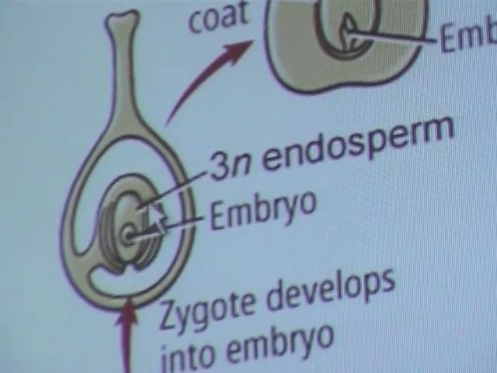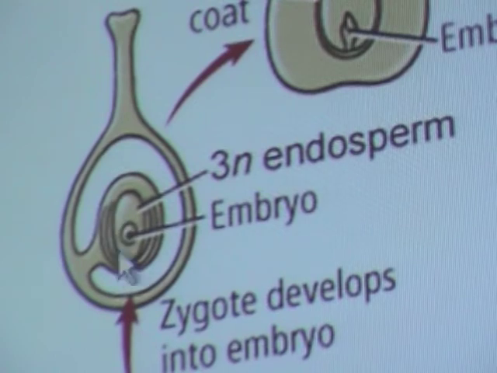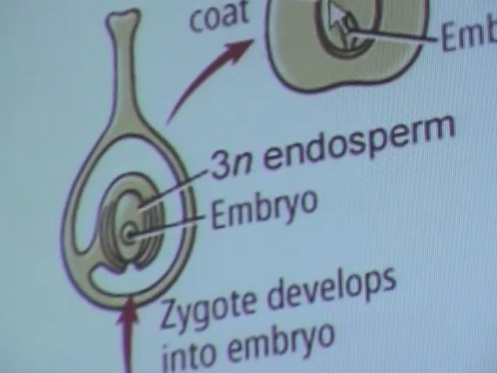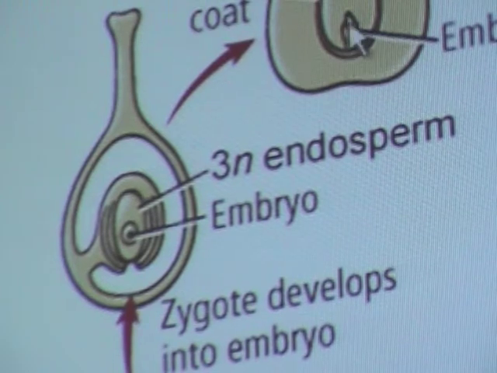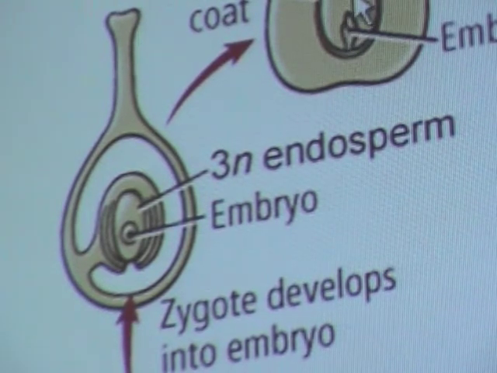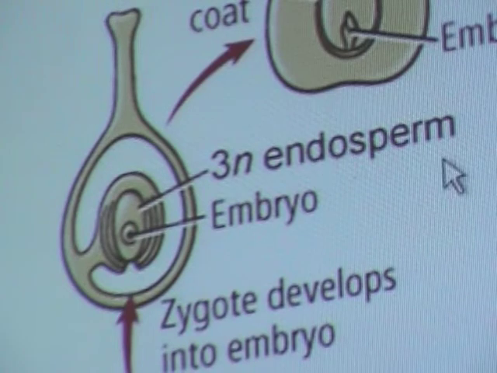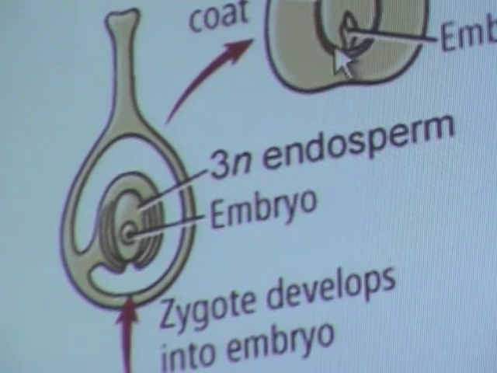And what will happen is the outer part of this ovule will harden into a seed coat. And the seed coat will contain the embryo inside it, that's the baby plant. And the endosperm, that's the food source for the baby plant.